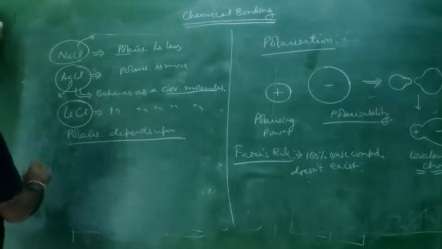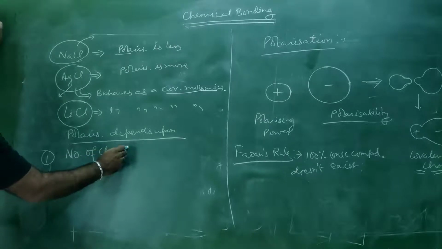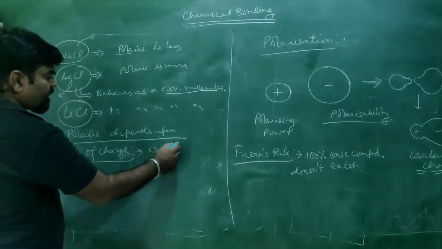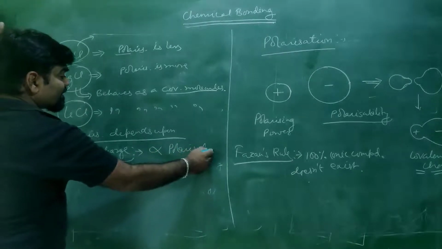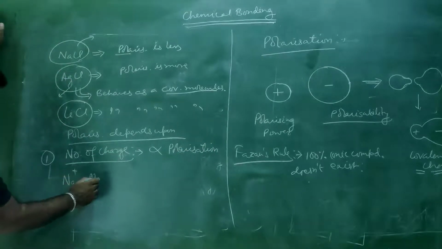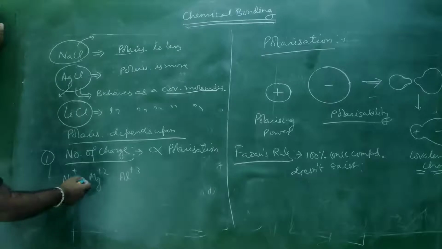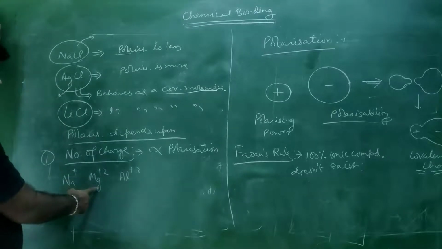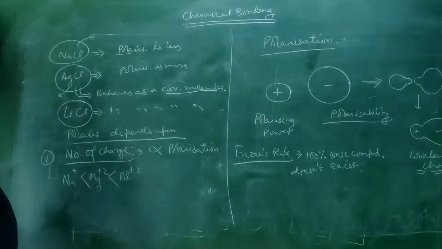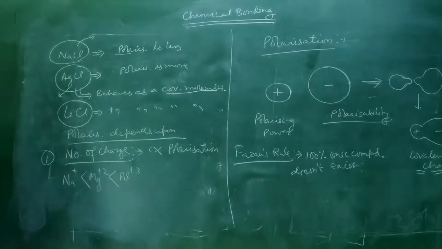The first factor is the number of charge, whether cationic or anionic. Greater the number of charge, greater will be their polarization. Suppose there is Na+, Mg2+, and Al3+. Obviously Na+ will have a smaller charge than Mg2+ and Al3+. So in this order polarization increases because the number of cationic charge increases.